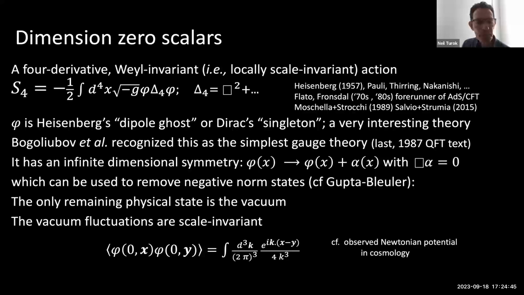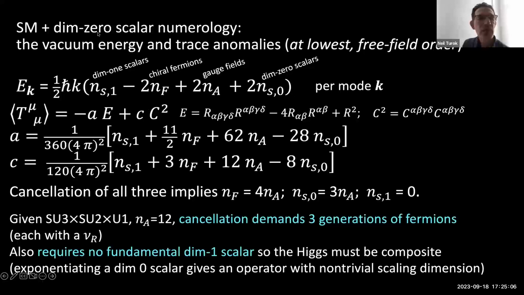When you do this, then amazingly, the only remaining physical state is the vacuum. There's only one physical state in this theory, and it's the vacuum. But the vacuum is very interesting because it has these fluctuations. So we started to study these fields, and we asked ourselves, what would happen if we added a bunch of these fields to the standard model? They do not have any particle states, so they don't create any particles. Let's just study them at free field order, a bunch of dimension zero scalars.